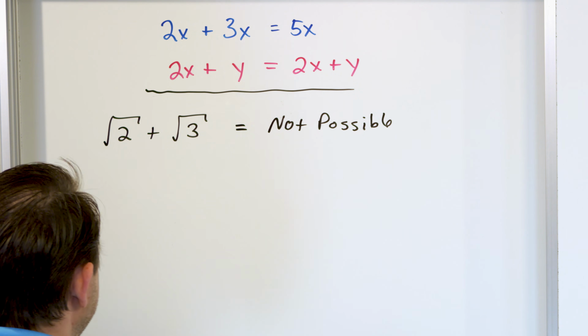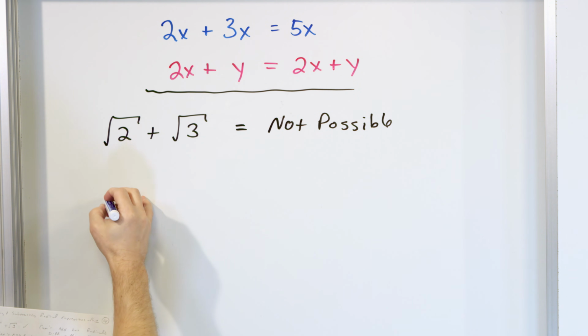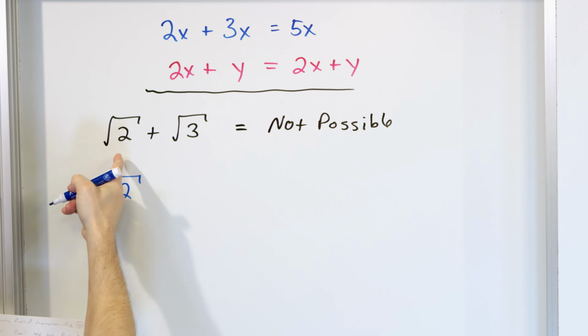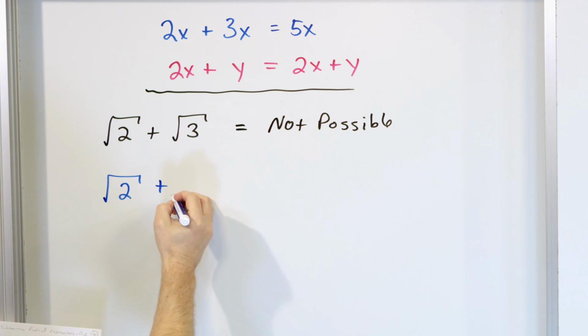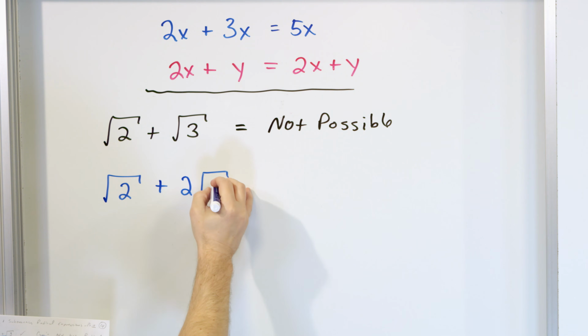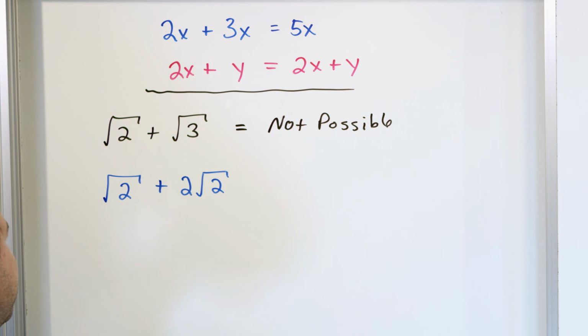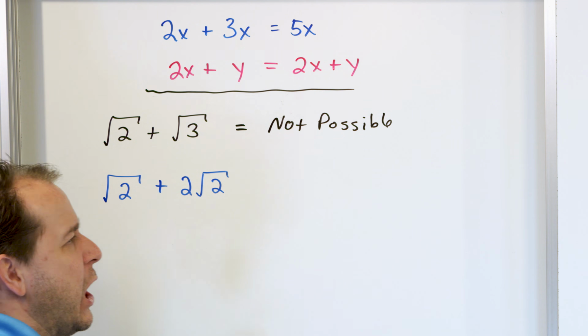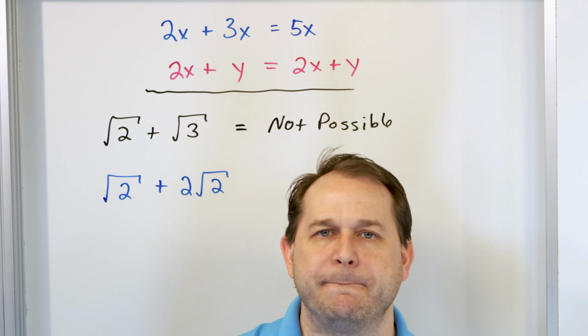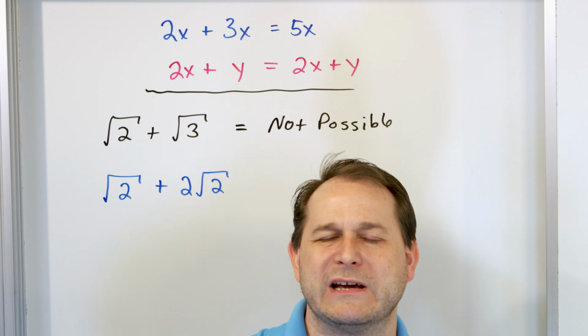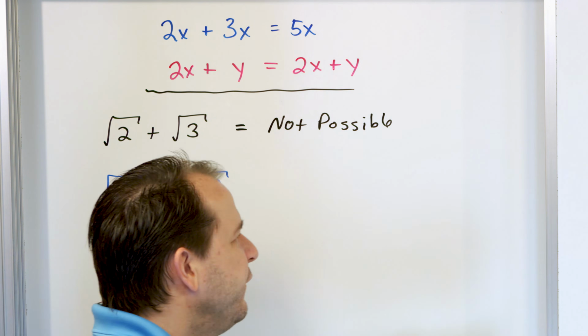Now let me compare and contrast that to the following problem. Let me change the problem slightly. I still have the square root of 2, but I'm going to add to that 2 times the square root of 2. So what do I have here? You can think of the square root of 2 as an object. It's like a thing, right? Like, I know it's the square root of 2, but you can kind of think of it as like apples, okay?